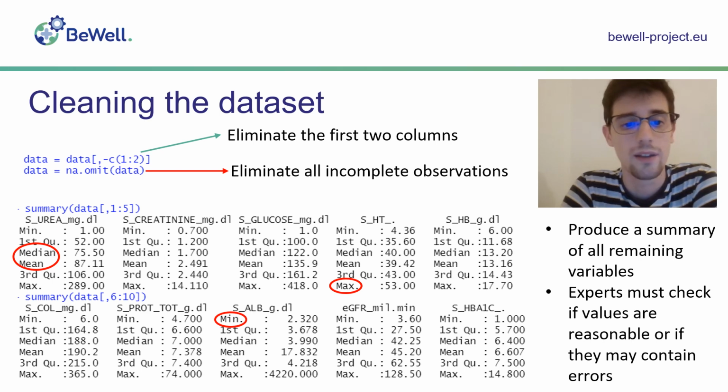Furthermore, we eliminate the first 2 columns, since we do not need the visit ID to perform statistical analysis. Once the data have been cleaned, we summarize all available columns using the summary function. Since we have 10 columns, we can split the summary by first printing the first 5 ones and then the remaining ones. This step is very important since at this stage experts must check if values are reasonable or if they may contain errors.